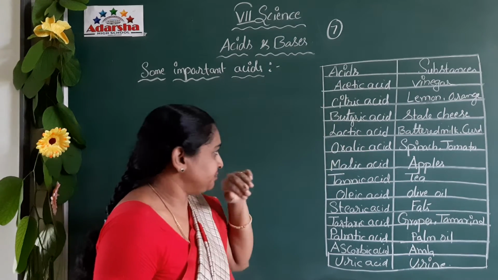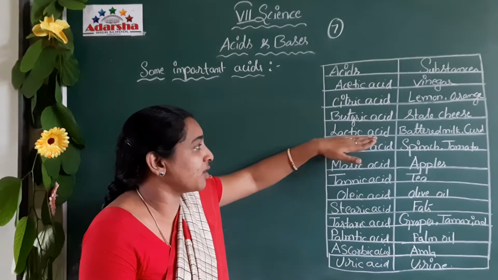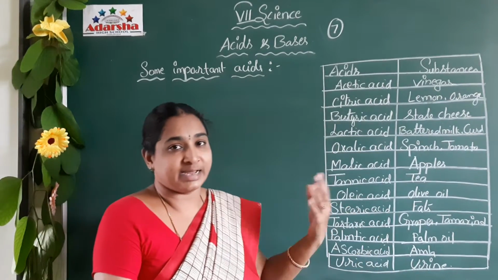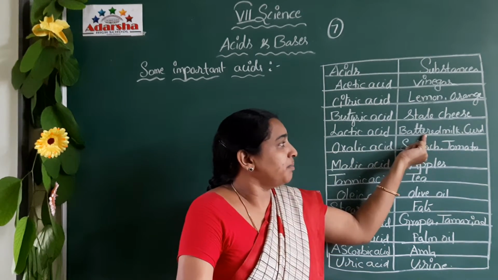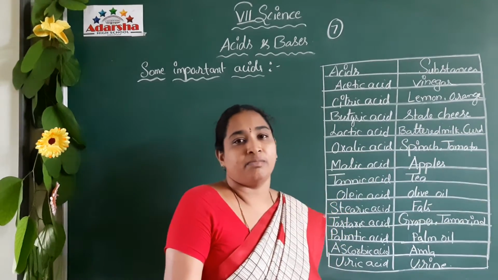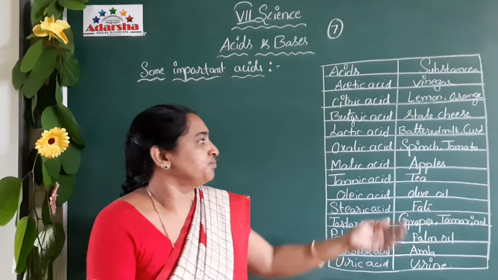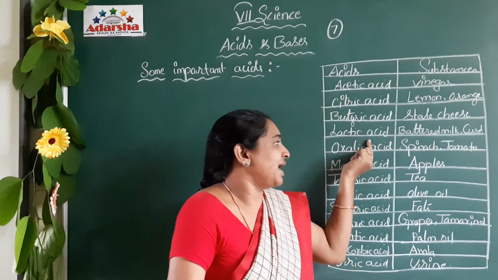Okay. Next one is lactic acid. Because of this lactic acid only we are able to eat curd daily. So mainly lactic acid is present in buttermilk and curd. Buttermilk, stale, both are the opposite of fresh. So in buttermilk and curd, there lies the lactic acid.